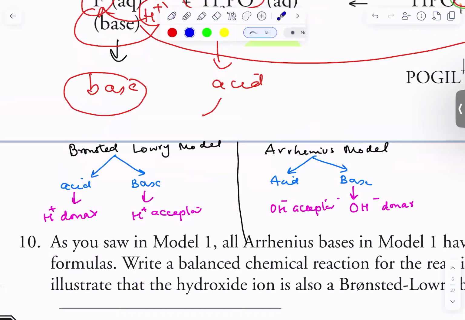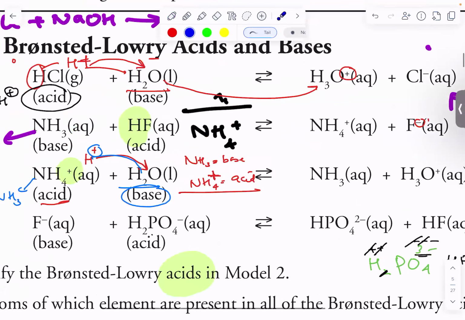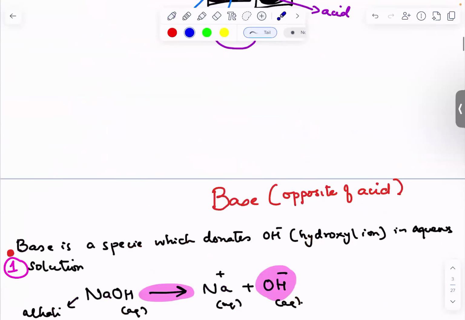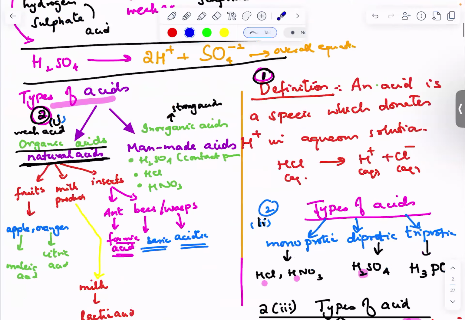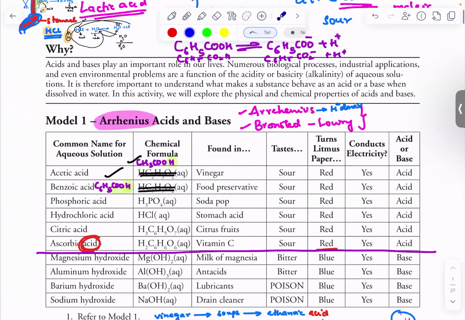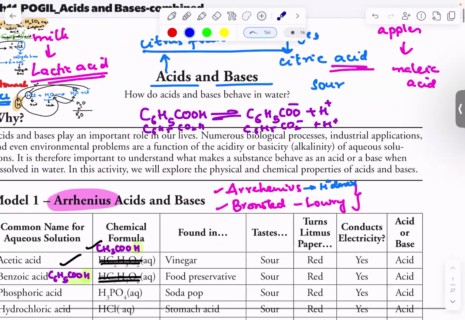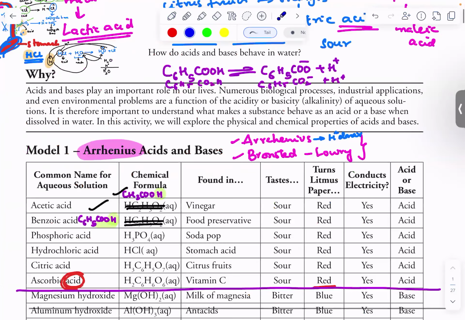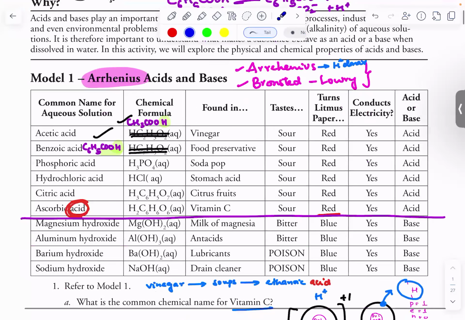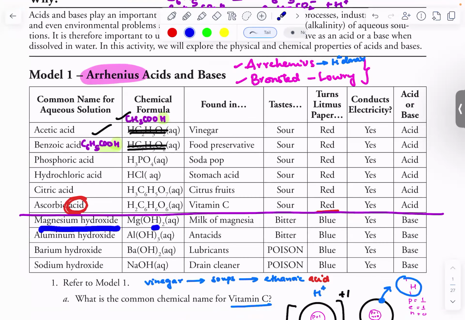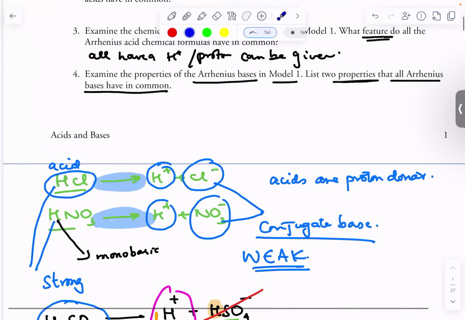Yes. So let me show you where it is written. Here it is. Have a look. Arrhenius acid or a base. So this is Arrhenius base giving OH negative.